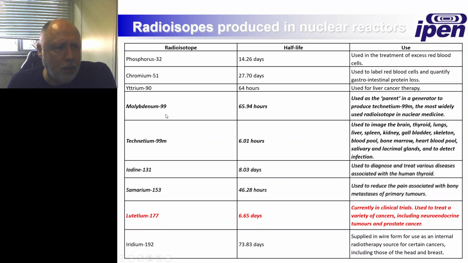The ones in black are the most important ones. Molybdenum-99, you produce it, it's the parent of technetium-99 metastable, which is by far the most widely used radioisotope in nuclear medicine.